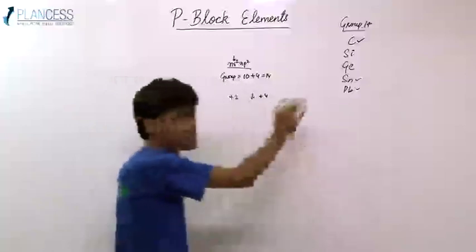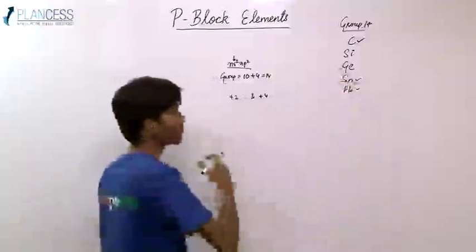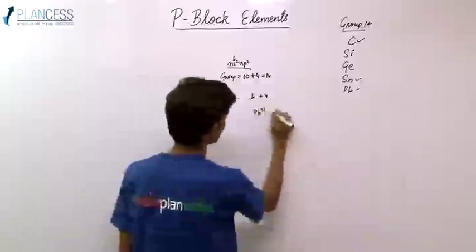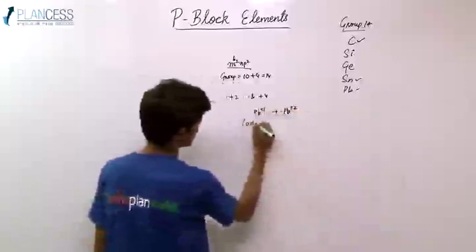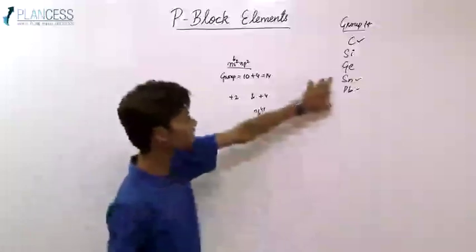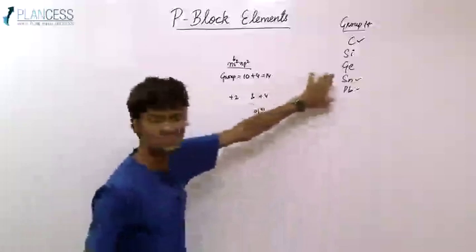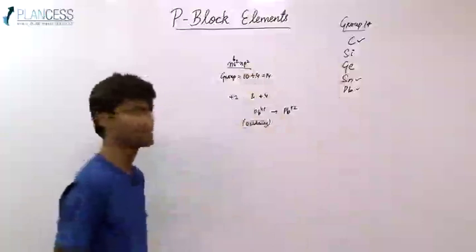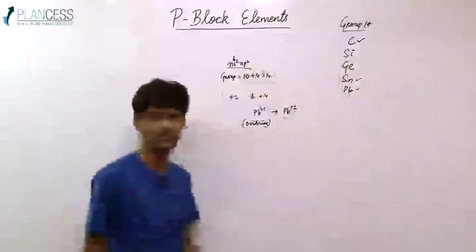Therefore, Sn and Pb in their +4 oxidation state act as quite powerful oxidizing agents, because Pb4+ tends to go into Pb2+ quite readily. Therefore, Pb4+ acts as a very strong oxidizing agent. Sn4+ is not as strong an oxidizing agent as Pb4+, but in some circumstances and conditions, Sn4+ can also act as a powerful oxidizing agent. So this was about the stability of the +2 and +4 oxidation states.